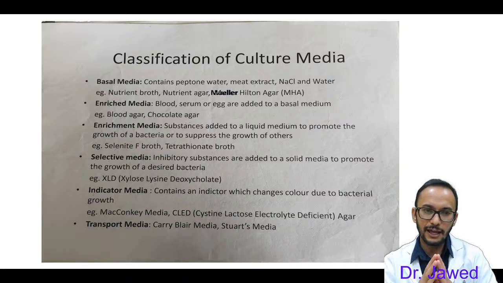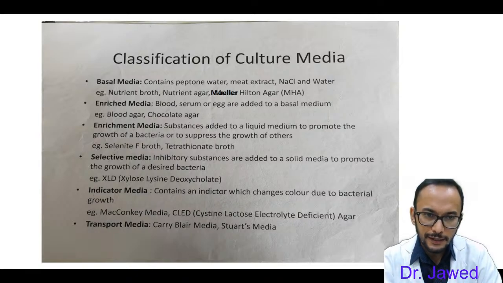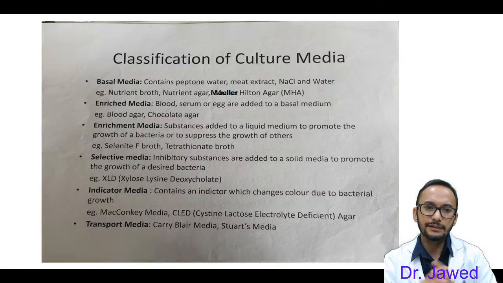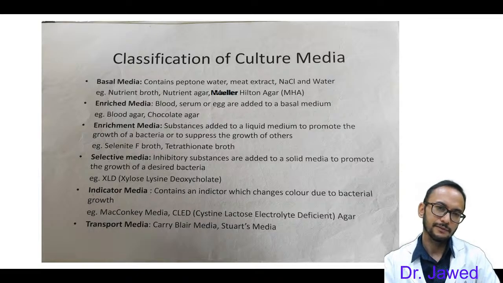In blood agar, we'll add the blood to this nutrient agar at around 40 to 44 degrees Celsius before it gets hardened. But in chocolate agar, we'll add the blood at 70 degrees Celsius so that the RBCs get lysed and the content of the RBC comes out, making it more nutritious than the blood agar.